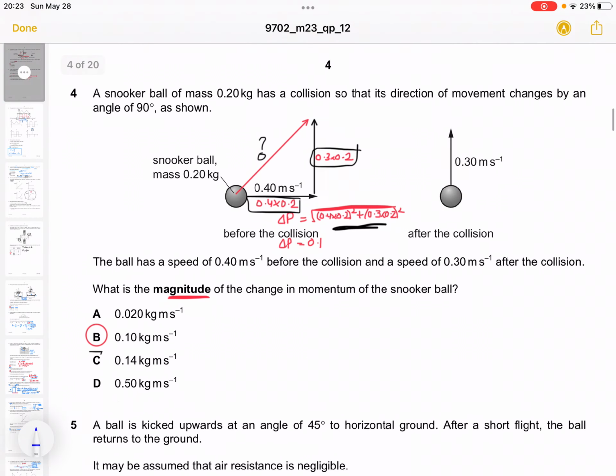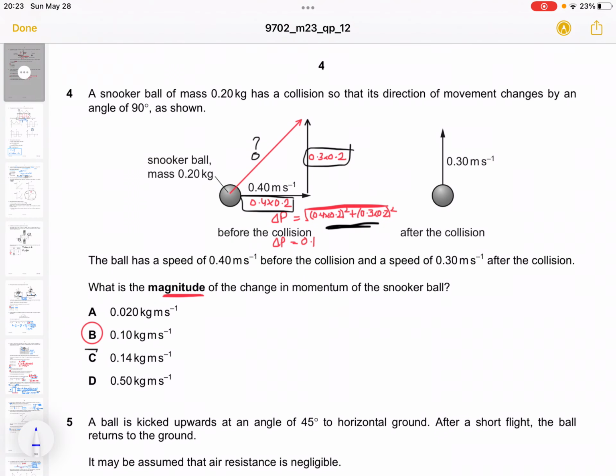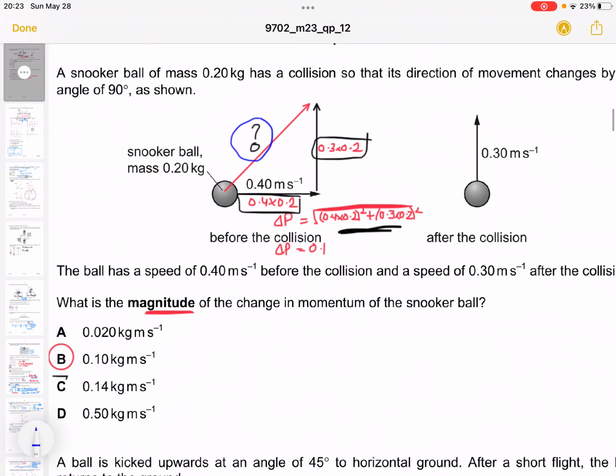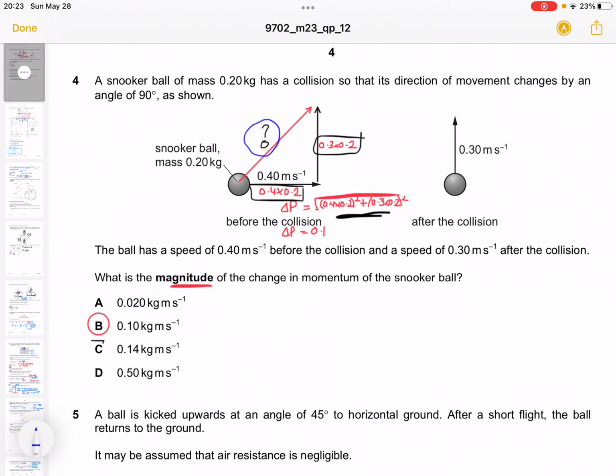Question number 4 says that a snooker ball before collision and after collision is shown, and find the magnitude of the change in momentum. We just need to apply the head to tail rule and find the resultant using the Pythagoras formula, 0.4 into 0.2 and 0.3 into 0.2. So the change is the square root of initial momentum squared plus final momentum squared, because it is a vector quantity, so the change is found by vectorial sum. So B is the appropriate answer.